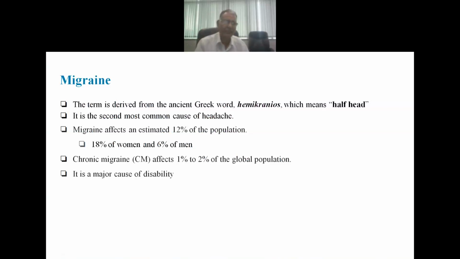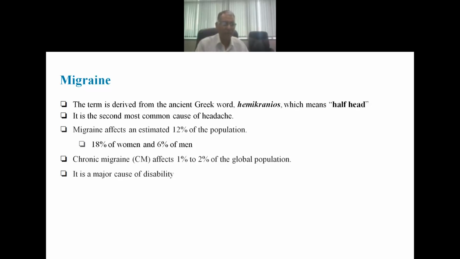Migraine, as far as definition is concerned, is derived from a Greek word, hemikranios, that means half headache, pain involving half the head. And as you'll go through that, you'll see that this is a very cardinal feature of migraine, that the pain in head is localized mainly to the half of the head. It affects a number of people, 12% of population. What a sizable number you can see.